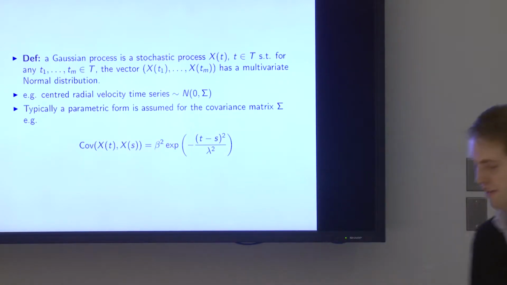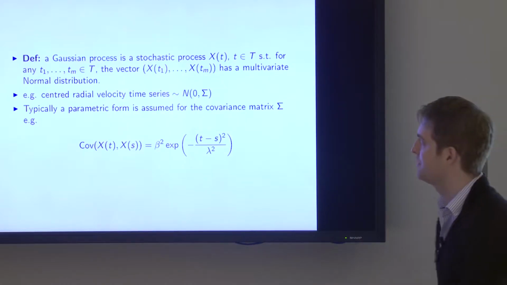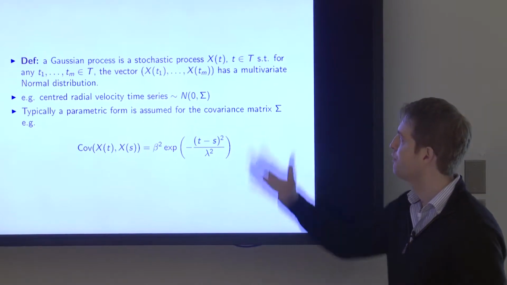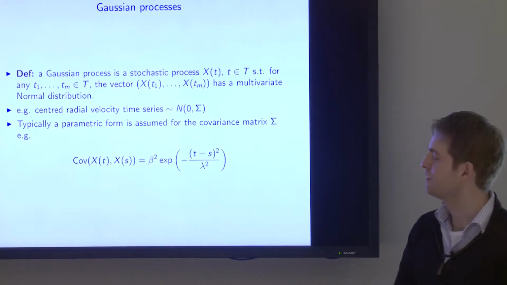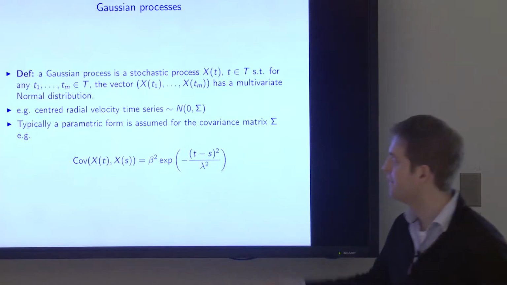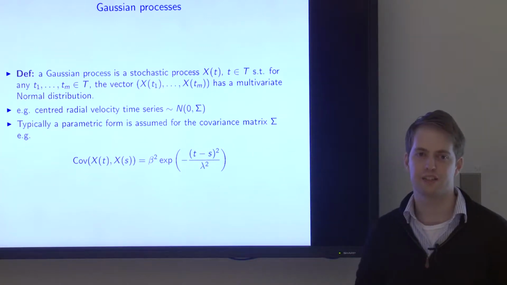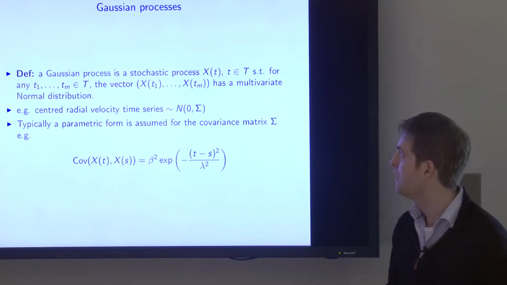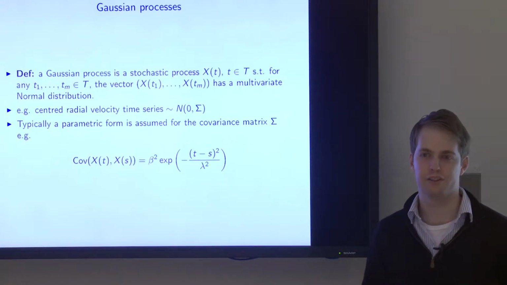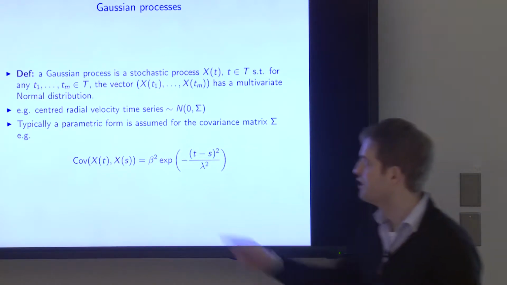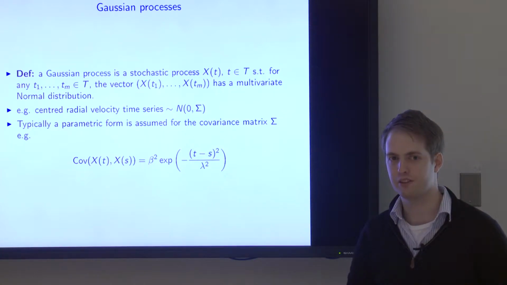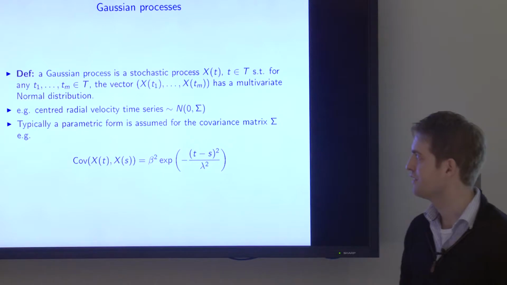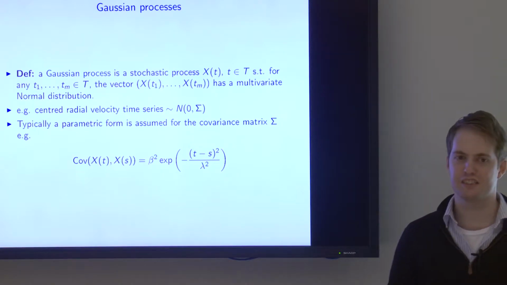So let's just review the details of Gaussian process again. As you heard several times now, I guess, a Gaussian process can just be viewed as a stochastic process. You observe it at some times t1 through tm, and then this vector of observations x(t1) through x(tm) follows a multivariate normal distribution. So in our case, the radial velocity time series could be said to follow a multivariate normal distribution with some matrix sigma. And obviously, what that matrix is is important.